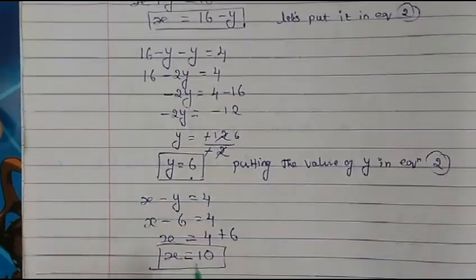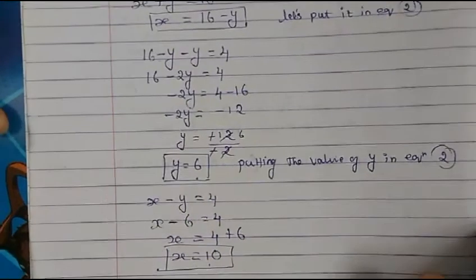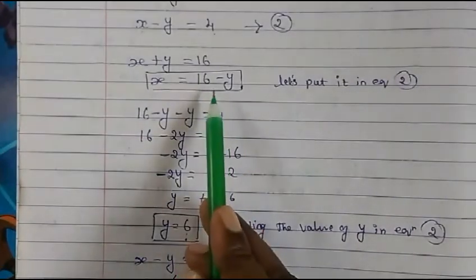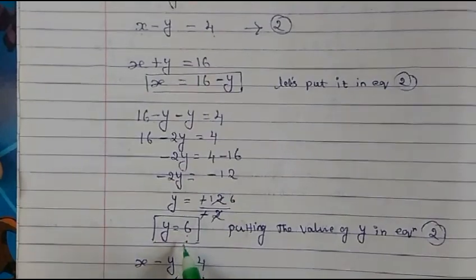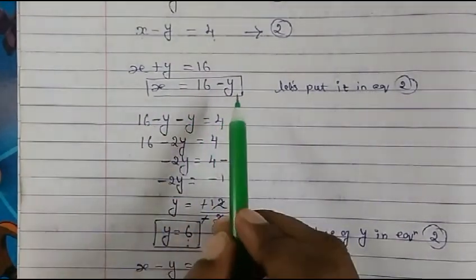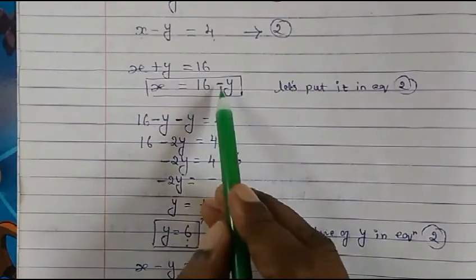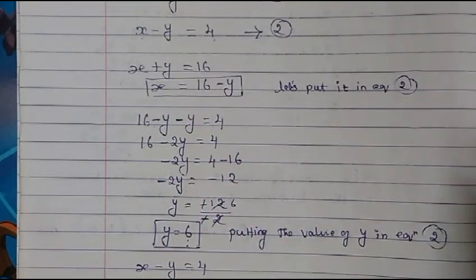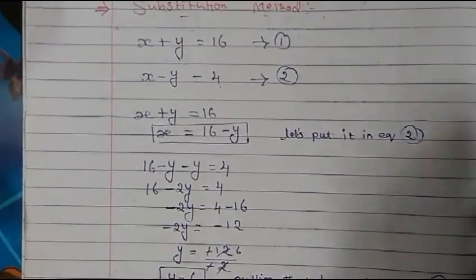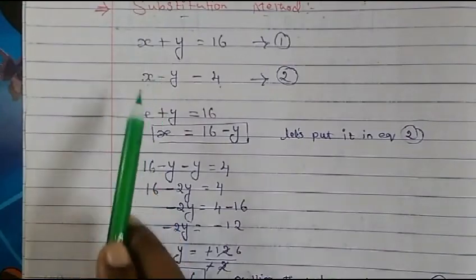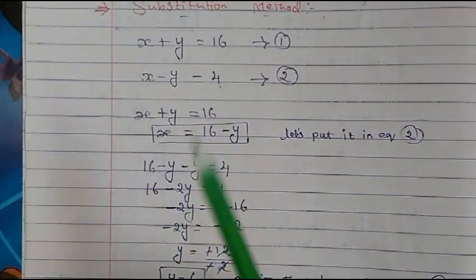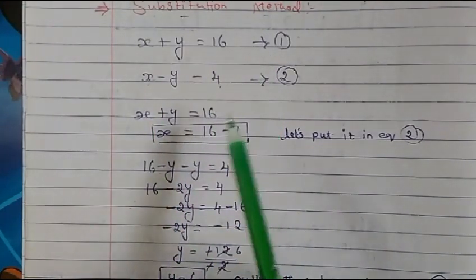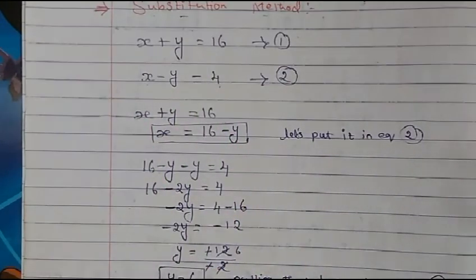Now we got the x value and we got the y value. Even if you put y equal to 6 in equation 1, you will get the same thing, because 16 minus 6 will give us 10. So that's how we do the substitution method to get the values of the variables. You find the value of one variable, and substitute that value in any one equation to get the value of the other variable. So that's called the substitution method.